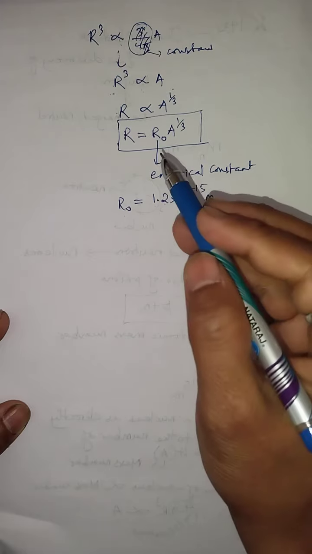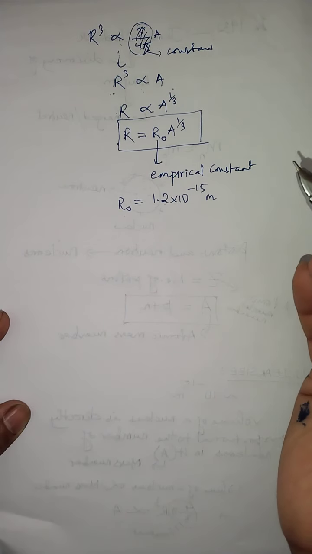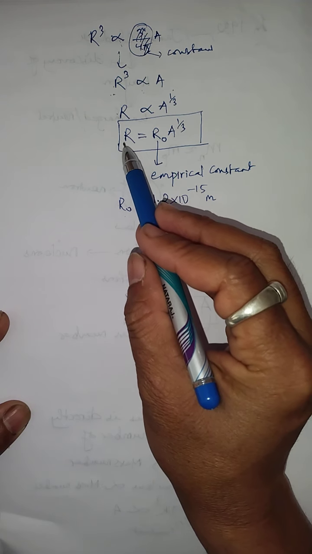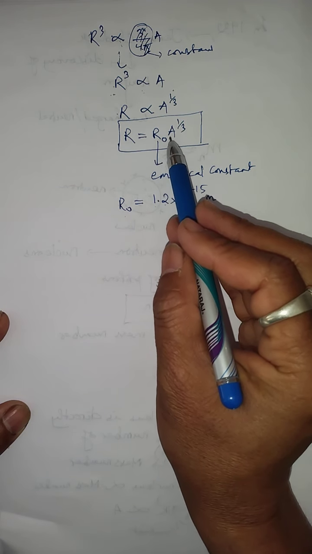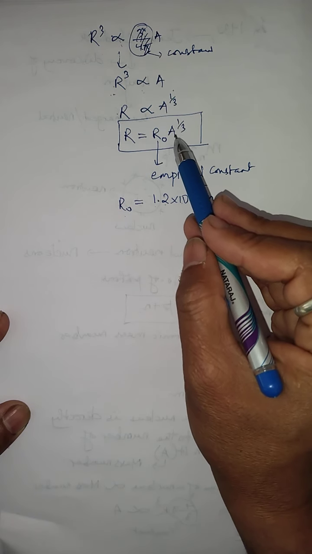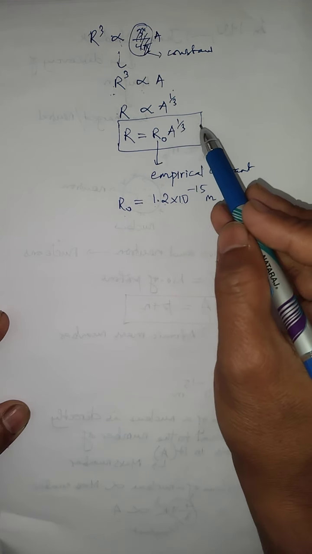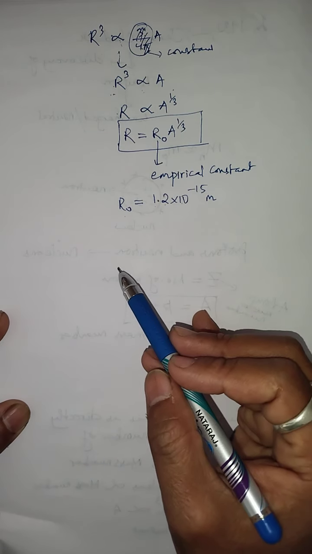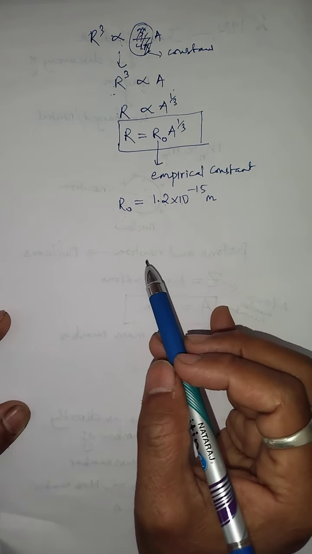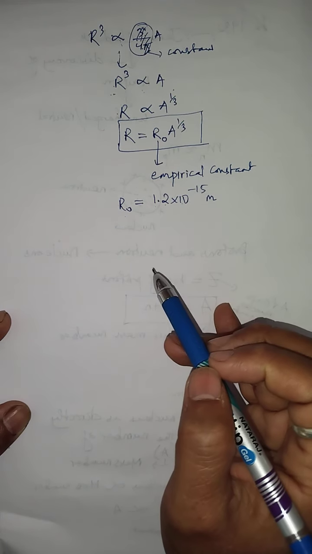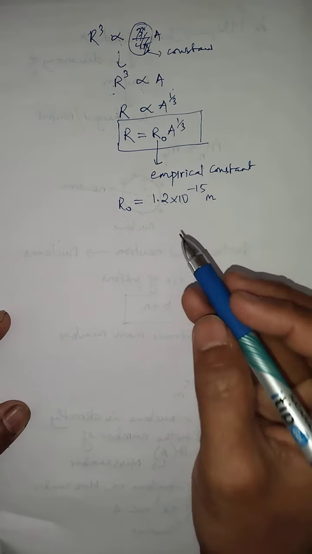That's why, to measure the radius of the nucleus of any atom, we can use the relation R equals R naught A to the power 1 by 3. The mass number is not the same for all atoms, because different atoms have different mass numbers, and that's why they have different radii. So we can conclude that the mass number A is different for different atoms, and that's why the nuclei of different atoms have different radii.